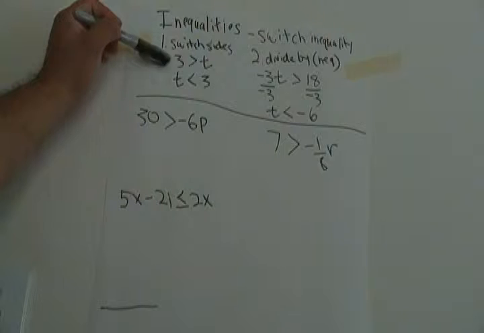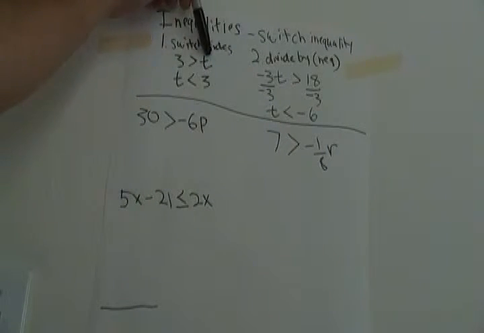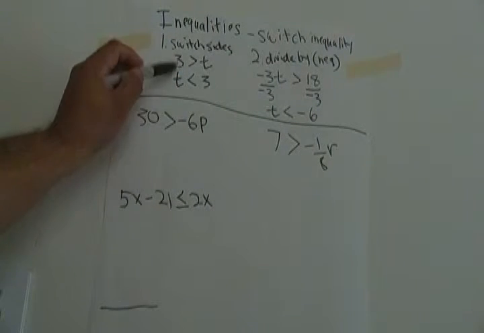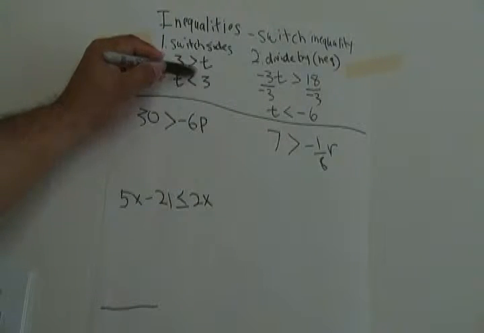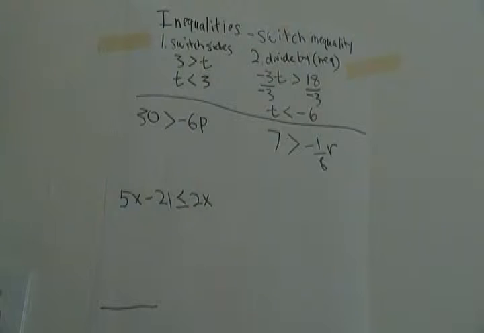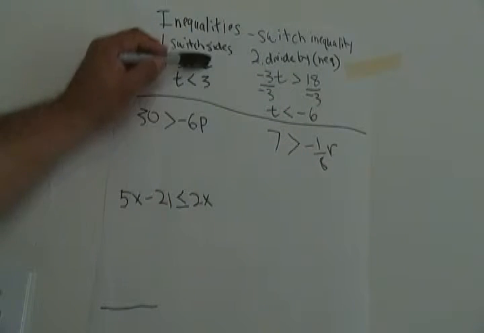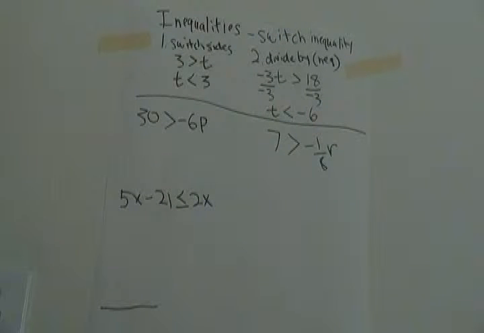So, for example, if we have 3 is greater than t, we want to bring t to the left and we want to bring 3 to the right. If we do that, we have to switch the sign. So it's no longer 3 is greater than t, it's going to be t is less than 3. Now does that make sense? 3 is greater than t, that's the same thing as saying t is less than 3, right? So again, if we switch sides, we switch inequalities.